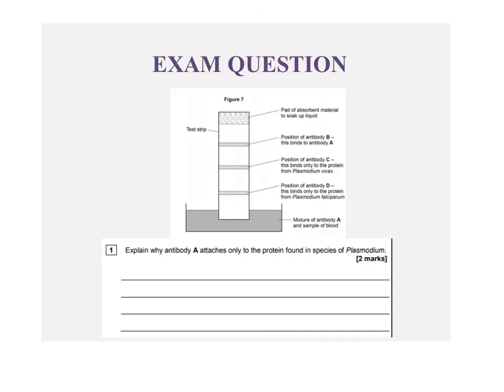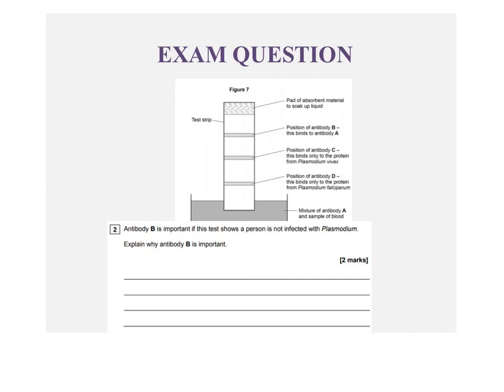and a little bit more detail that comes from the questions. Now for this first question, explain why antibody A attaches only to the protein found in species of Plasmodium. So pause now, you've got 3 minutes, and play again when you're ready.